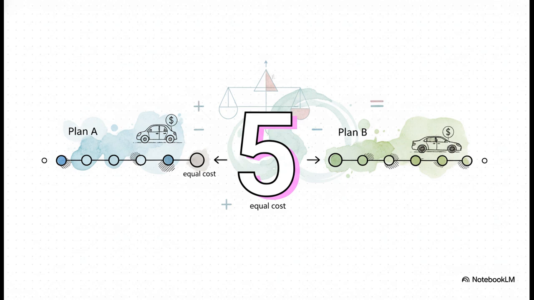This means at exactly 5 months, both plans cost the exact same amount. So if you need the car for less than 5 months, Plan A is cheaper. But if you need it for more than 5 months, Plan B is going to save you money.